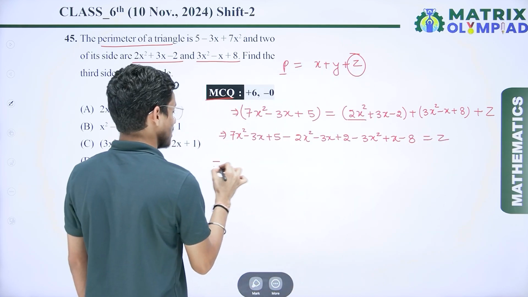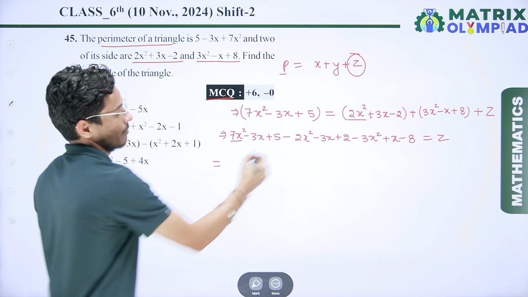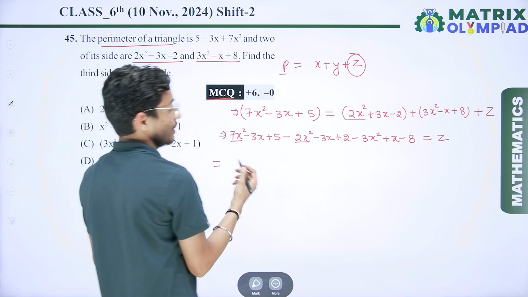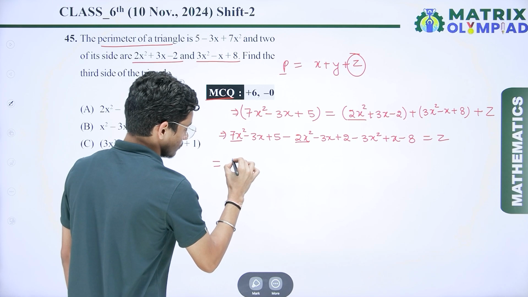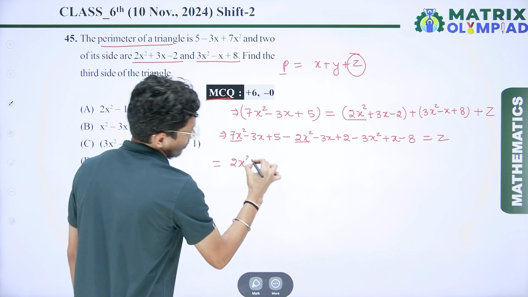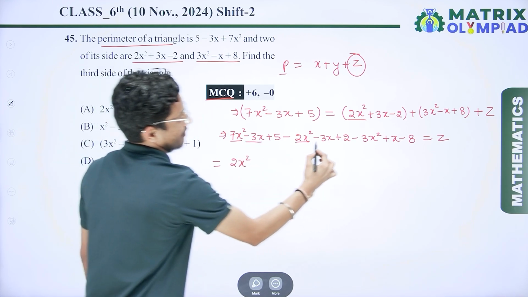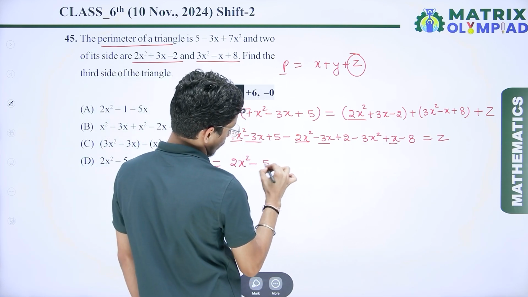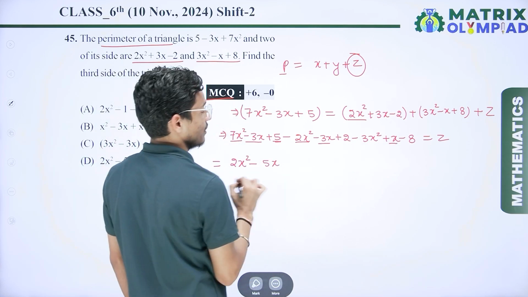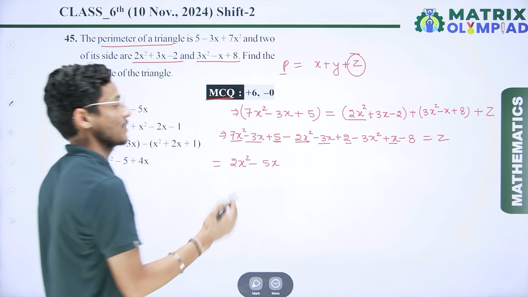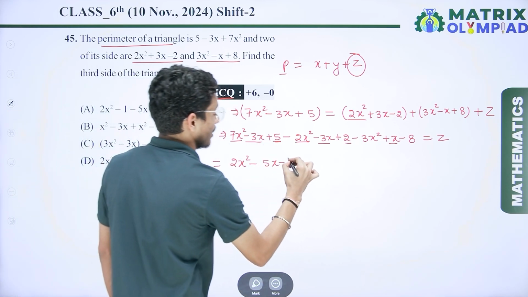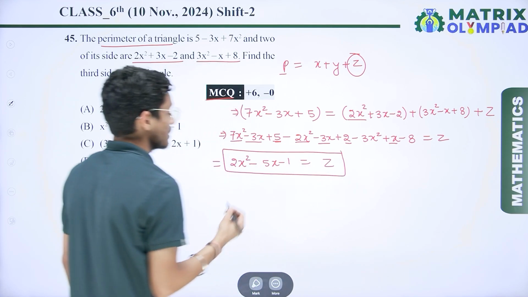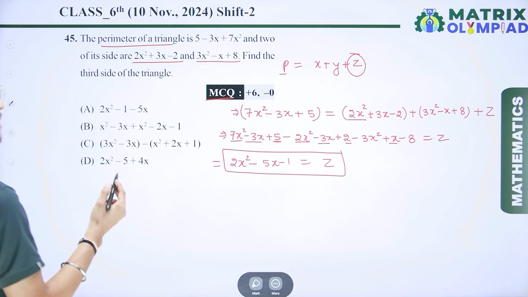So if I simplify here, 7x square minus 2x square is 5x square, and 5x square minus 3x square gives 2x square. Now minus 3x minus 3x is minus 6x, plus x, that is minus 5x. Here we have plus 5 and here we have plus 2. So 5 plus 2 is 7, 7 minus 8, that is minus 1. It means the third side is 2x square minus 5x minus 1.